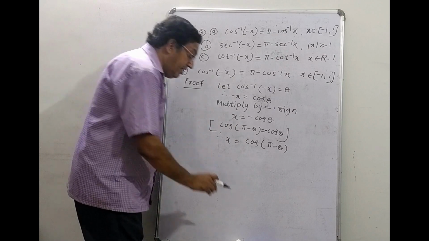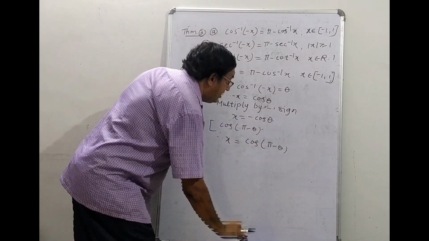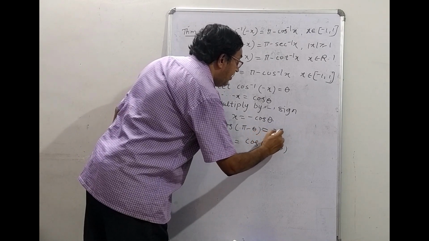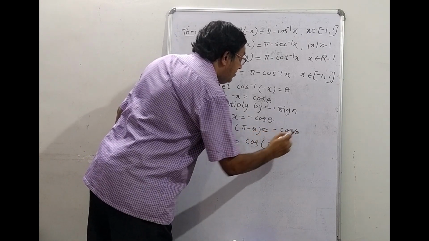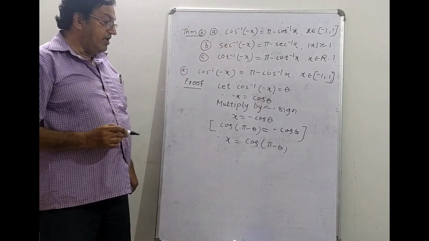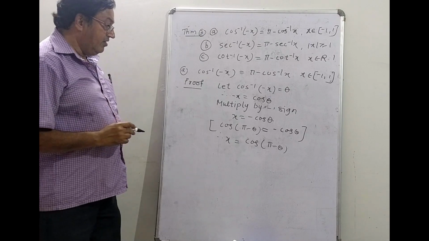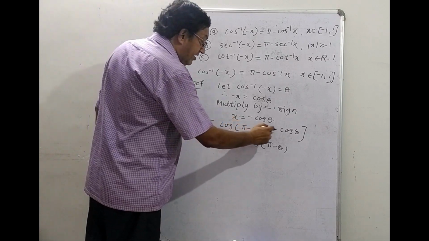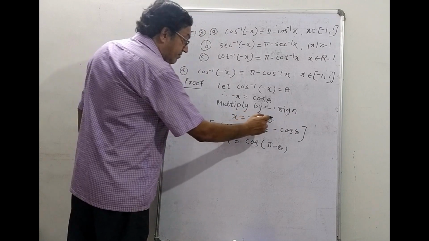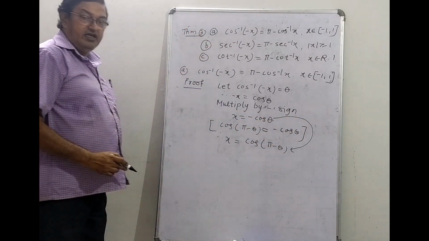180 is nothing but pi. Cos of pi minus theta is minus cos theta. So this minus cos theta we can replace by cos of 180 minus theta. Since cos of pi minus theta is minus cos theta, this minus cos theta I have taken as cos of pi minus theta.